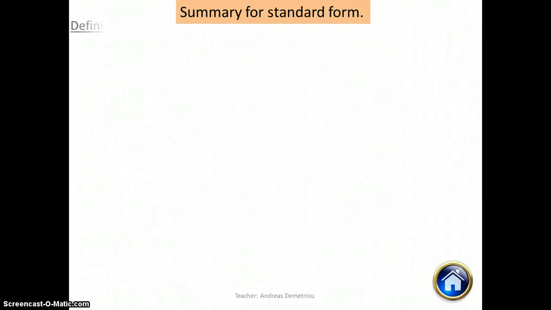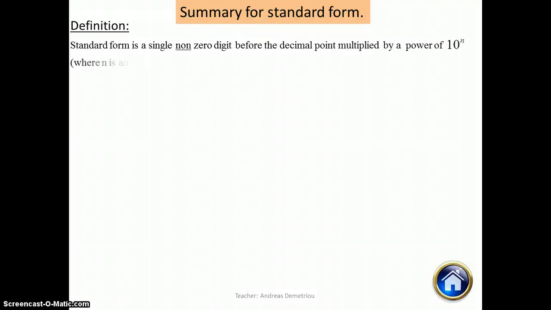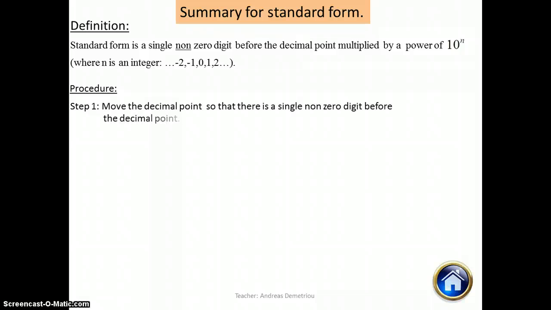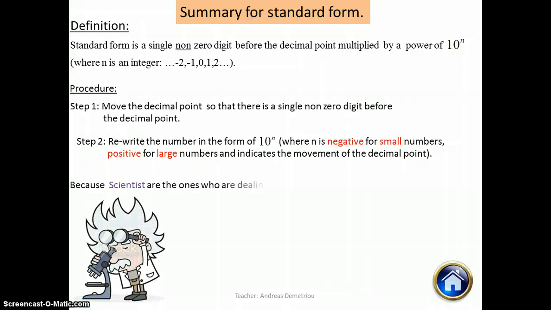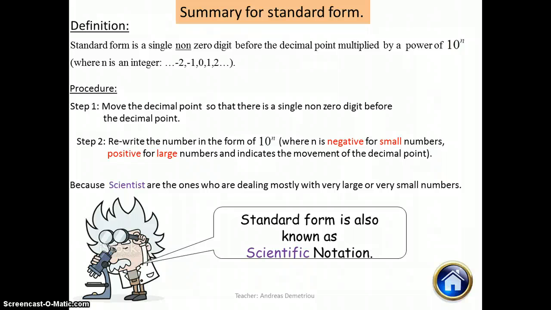Summary for numbers in standard form. The definition is that standard form is a single non-zero digit before the decimal point multiplied by 10 to the power of n. The procedure is we need to move the decimal point so that there's a single non-zero digit before the decimal point, and we need to rewrite the numbers in 10 to the power of n, where n is negative for small numbers and positive for large numbers. Because scientists are the ones who are dealing mostly with very large or very small numbers, standard form is also known as scientific notation.